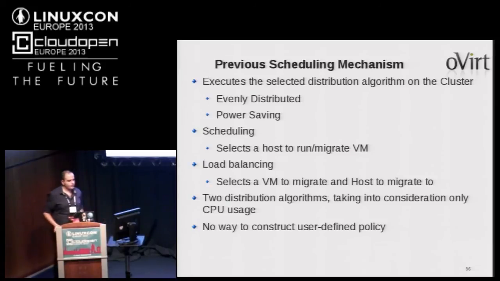We also had a load balancing mechanism. At a specific point in time we periodically ran the load balancer and asked it, okay, do we have a VM that needs to be migrated to another host in order to be more compliant with the policy? For example, if we are in the evenly distributed policy and we have one host that's running a lot of VMs, then perhaps we will try to migrate VMs from this host to other hosts in the system. So we only had two distribution algorithms, taking into consideration only CPU usage, basically. And we didn't give you any way to construct your own policy.